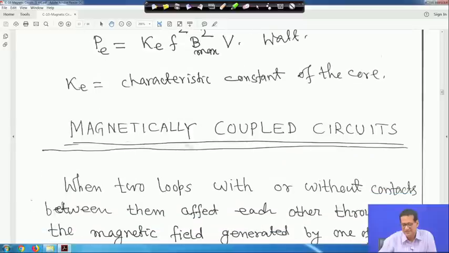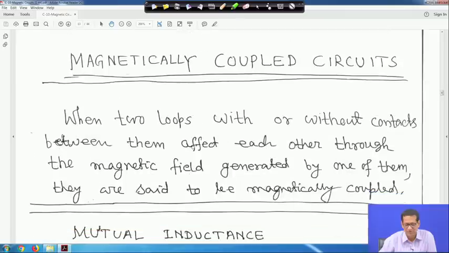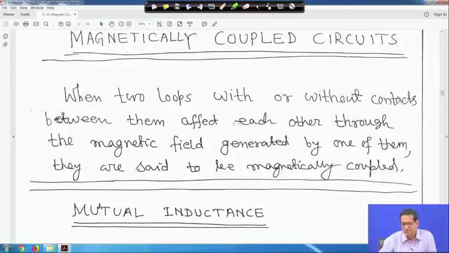Now, next is the magnetically coupled circuit. When two loops, with or without contact between them, affect each other through the magnetic field generated by one of them, they are said to be magnetically coupled, right. If one loop is carrying a time varying current, it will link some flux to the other coil, and they are said to be magnetically coupled.